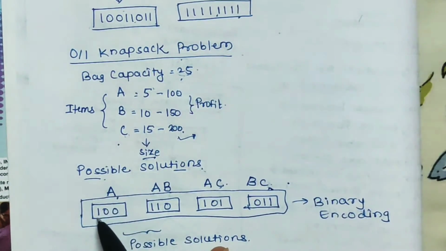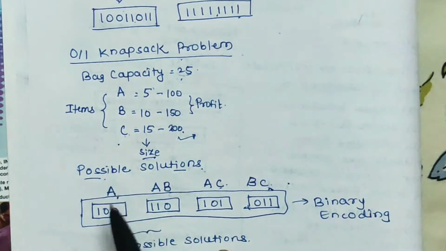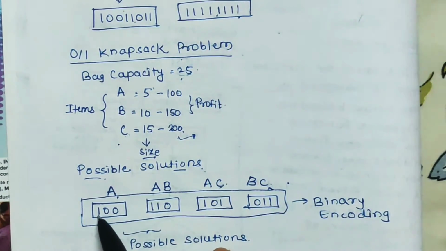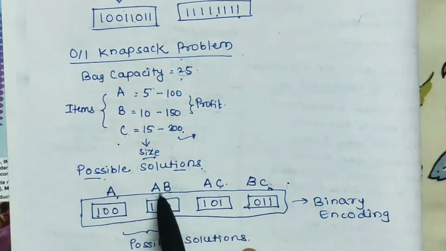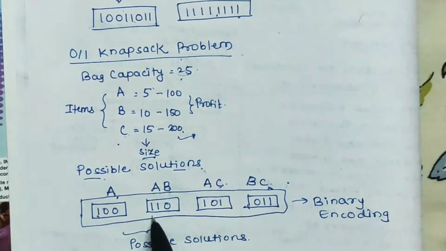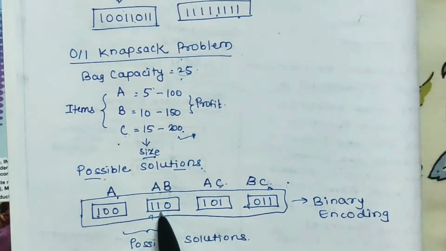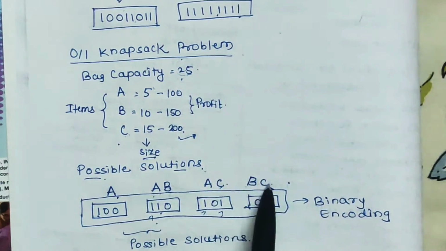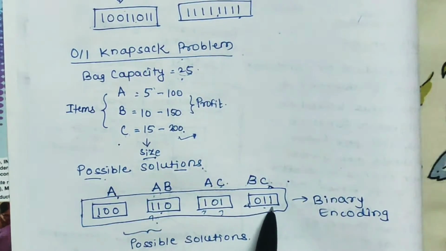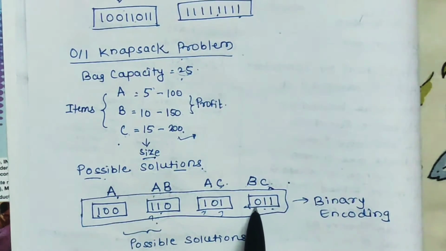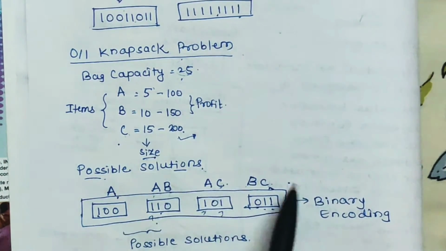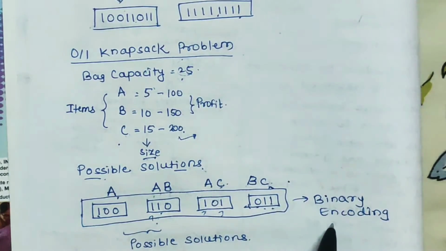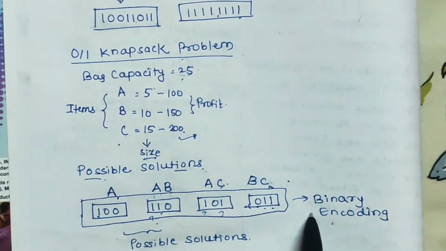Here we can see the element A is put into the bag. This is represented as 1, that is, only A is there. Now for A and B, we have put one at both places, first and second. That is, A and B both are put into the bag. Then here A and C is put into the bag, and here B and C is put into the bag. So for A we have put 0 here. This is how binary encoding can be done for a 0-1 knapsack problem.